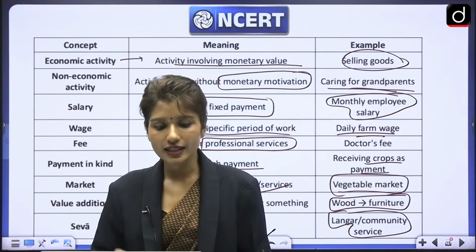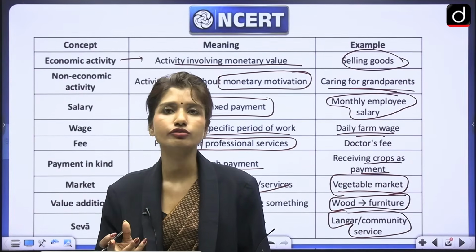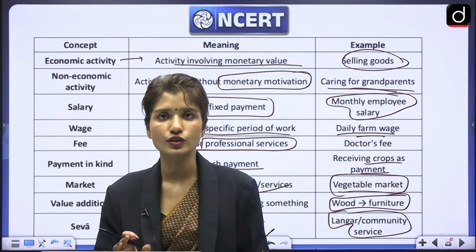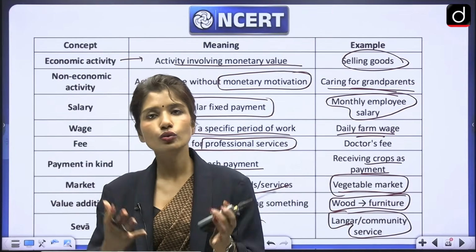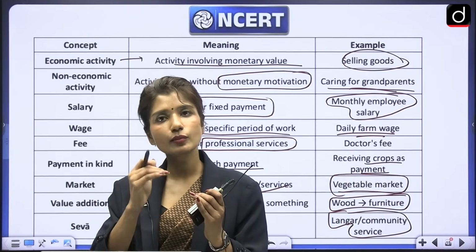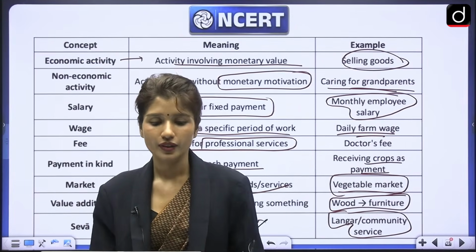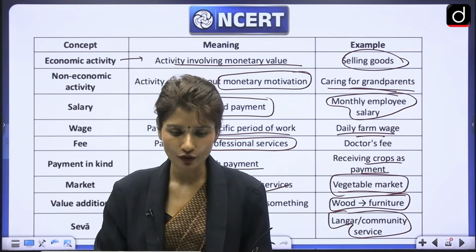Beta, seva is also an example of, for seva is selfless service, right? And community can come together to do that. So seva can be under community participation also. They don't have to be completely separate.